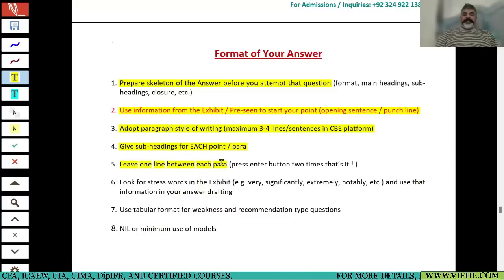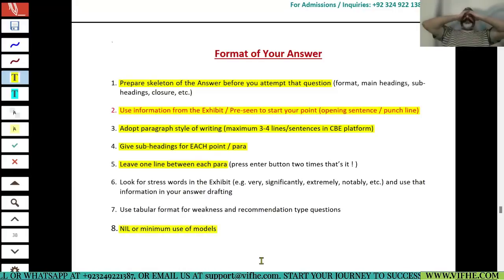Leave one line between each paragraph or each point. So don't jumble up your answer. Try to give some gaps between each point so that the examiner can clearly see that you have drafted 5 points or 5 paragraphs. It will look nice, neat, clean and professional. So try to leave one line between each point. Okay.